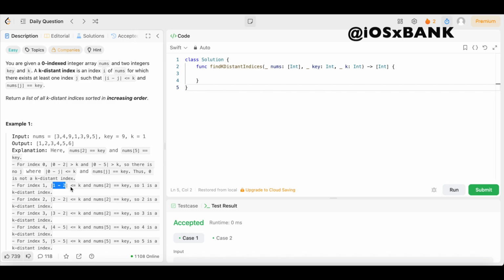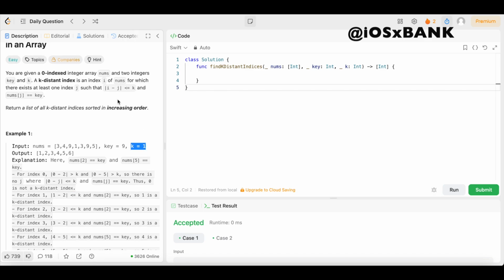The absolute value of negative 1 is 1, which is equal to k, right? Because k is 1. So it satisfies this requirement. It says a k-distant index is an index i of nums for which there exists at least one index j such that |i minus j| is less than or equal to k. So in this case, j would be 2, right?